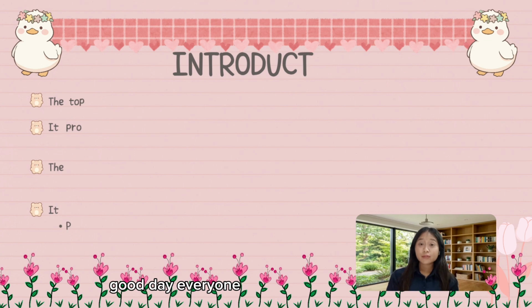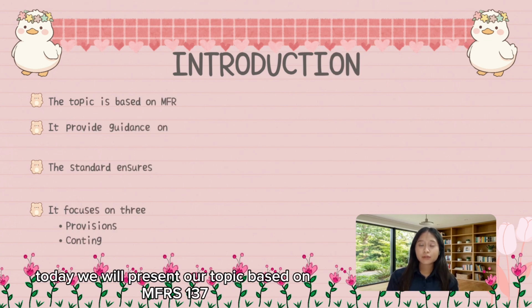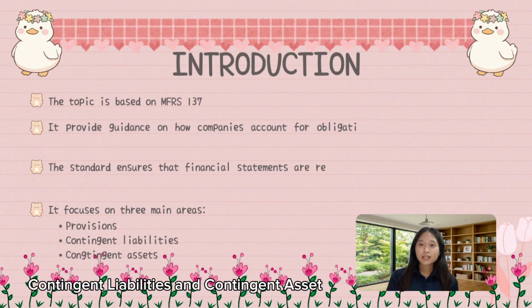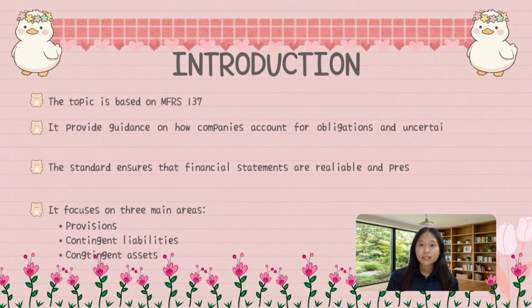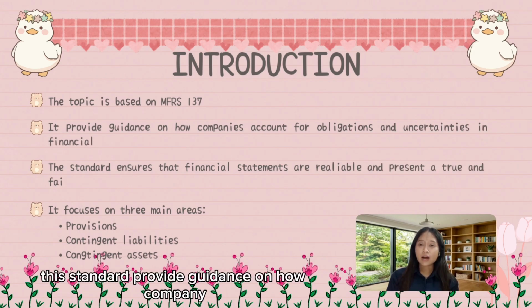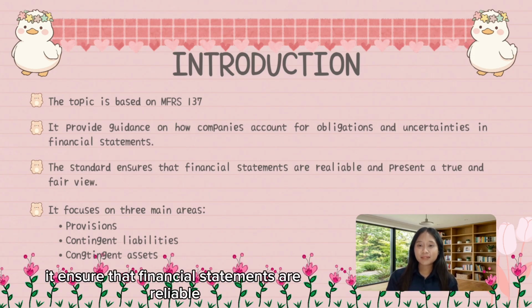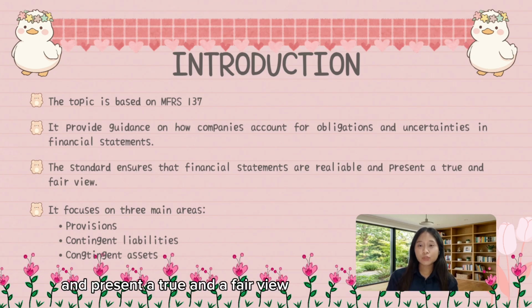Good day everyone. Today we will present our topic based on MFRS 137, which is provision, contingent liabilities and contingent asset. This standard provides guidance on how companies account for obligations and uncertainties in financial statements. It ensures that financial statements are reliable and present a true and fair view. This topic focuses on three main areas, which are provision, contingent liabilities, and contingent asset.